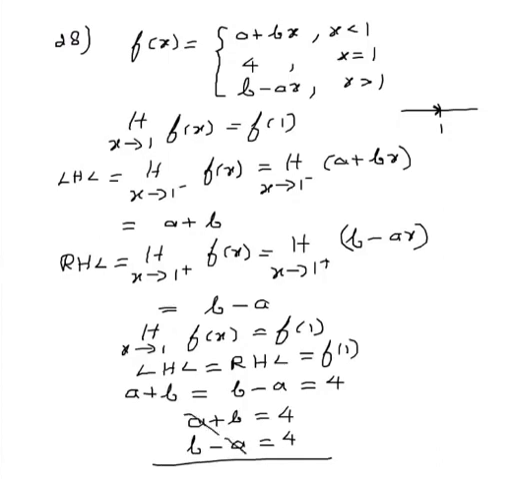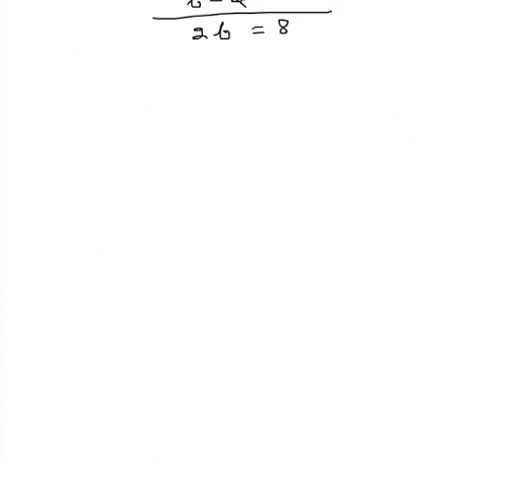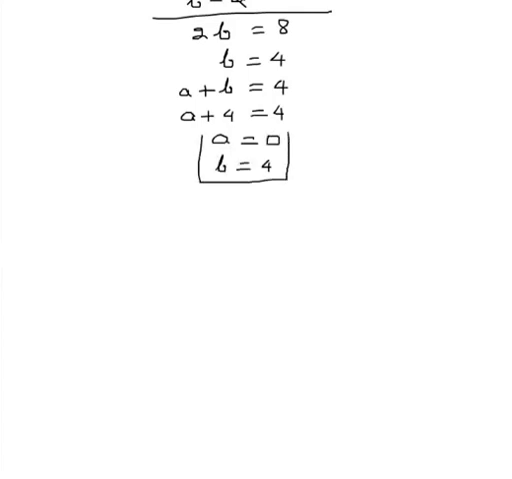I am adding these two equations. a and minus a get cancelled. 2b is 8. Therefore, b is 4. Let us substitute in the first equation. b value is 4. Therefore, a is 0. So, a equal to 0, b equal to 4 are the answers.